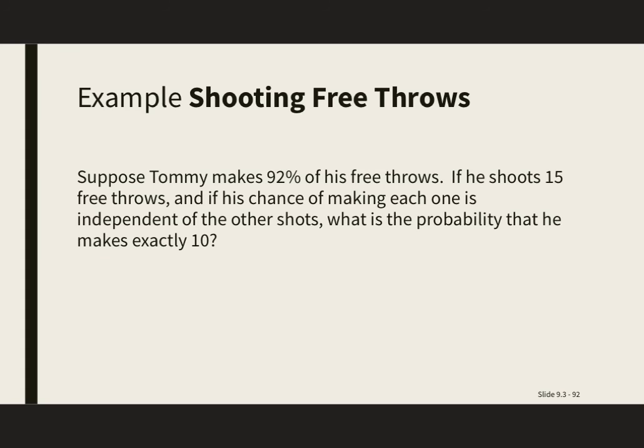But in this case, we're wondering what's the probability that good old Tommy will make exactly 10 of his free throws? Well, in this case, what we're going to do is 15, choose 10. We're choosing 10, or we're not choosing 5. It doesn't matter. We could either do 15, choose 10, or 15, choose 5. And then what we'll have is 0.92 to the 10, 0.08 to the 5, because that 5 and the 10 must add up to the number of experiments.